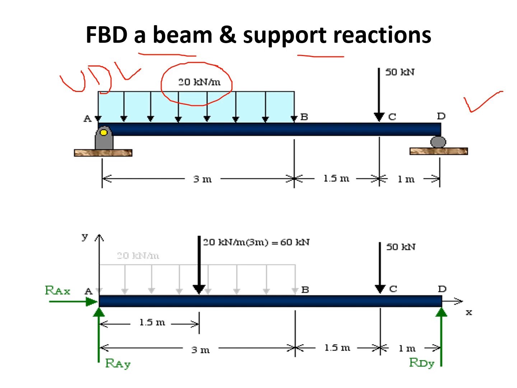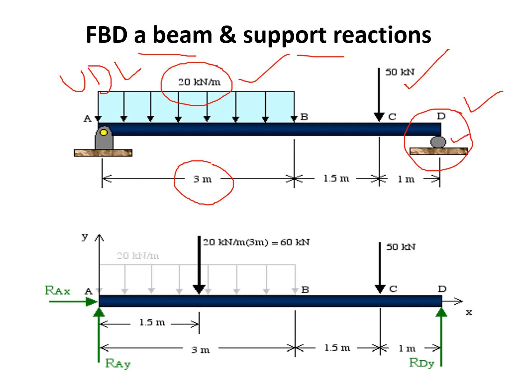So this is UDL. Intensity is 20 kilonewton per meter and the length of the UDL is 3 meter. And the second one, that is the point load, that is 50 kilonewton. So one is the UDL, the second is the point load, that is at C. And this beam is supported by D. What is D? This is the roller support. If you see, the contact is rolling.